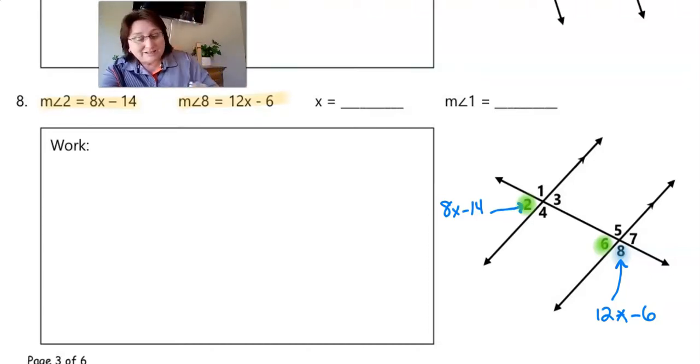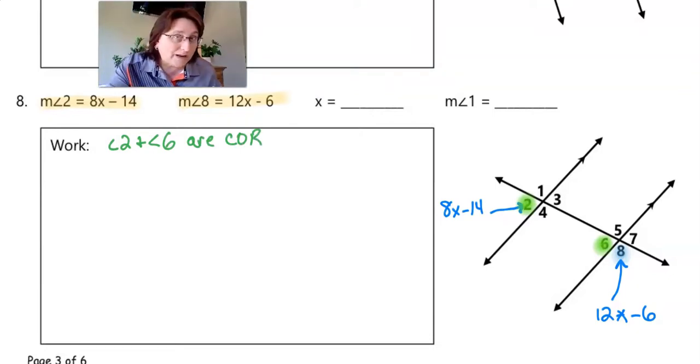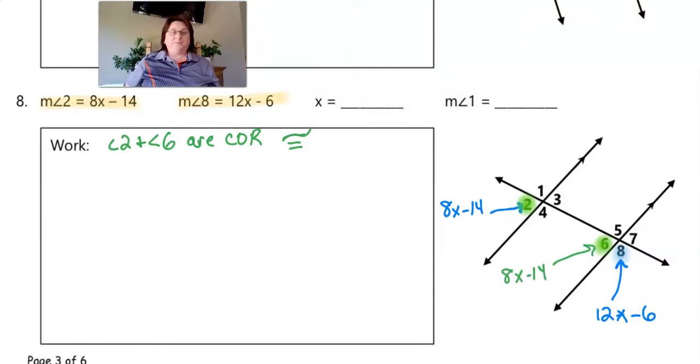That's right. Hey guys, those, angle 2 and angle 6, are corresponding, right? Those are corresponding. And if I have corresponding angles, then what's true about the measurements of corresponding angles when I have parallel lines? That's right. They are going to be congruent. Okay, so that means that if angle 2 is 8x minus 14, then angle 6 is also 8x minus 14. Okay, we're partway there.